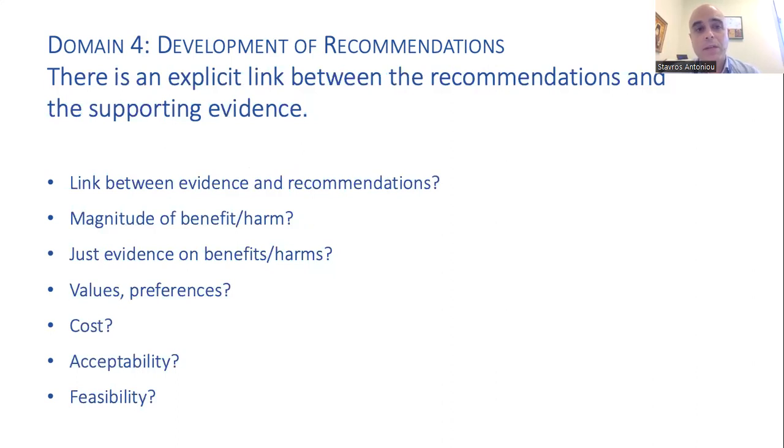Next item, there's an explicit link between the recommendations and the supporting evidence. So we need to check whether there's a link between the evidence and the recommendations. What's the magnitude of the benefits and the harms? Was just evidence on benefits and harms considered, or the so-called, in the GRADE context, evidence to decision framework, which considers parameters such as patient values and preferences, cost, acceptability, feasibility, cost effectiveness, equity, etc.